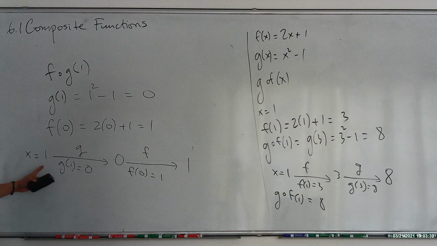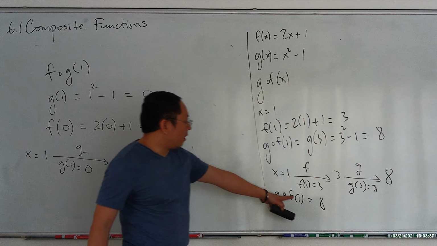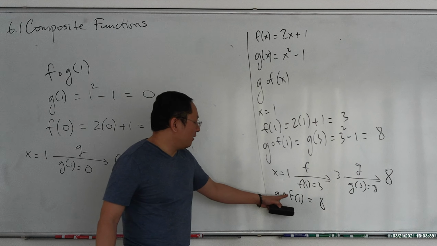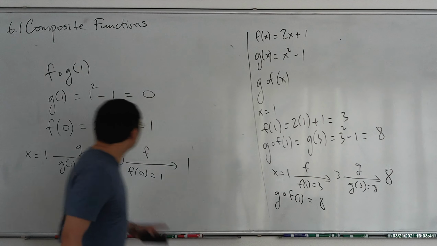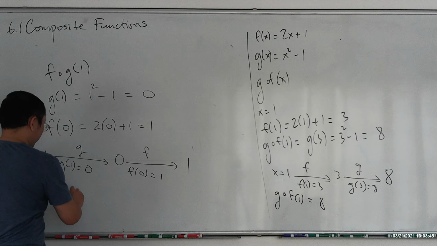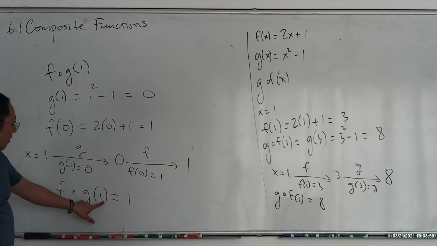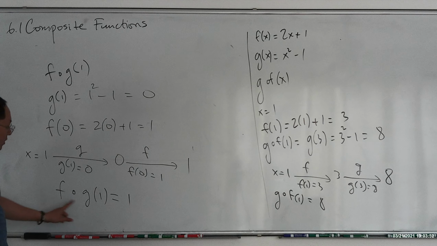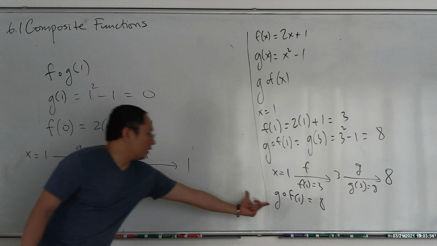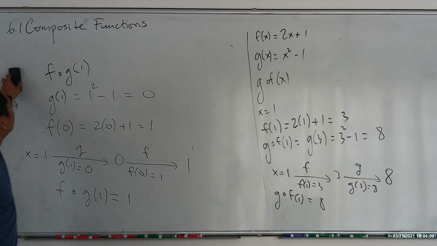So 1 in, 1 out. This one is what? 1 in, 8 out. So g of f of 1 is equal to 8. f of g of 1 is equal to 1. First of all, 1 plugs into g, and then whatever you have plugged into f, you got 1 out. Completely different, not the same. You can try any number. So you see it's not the same.